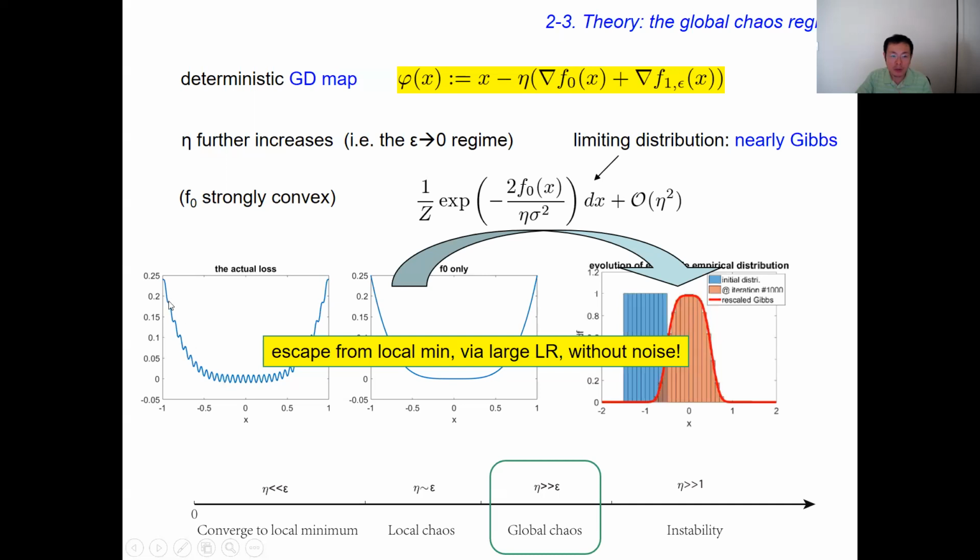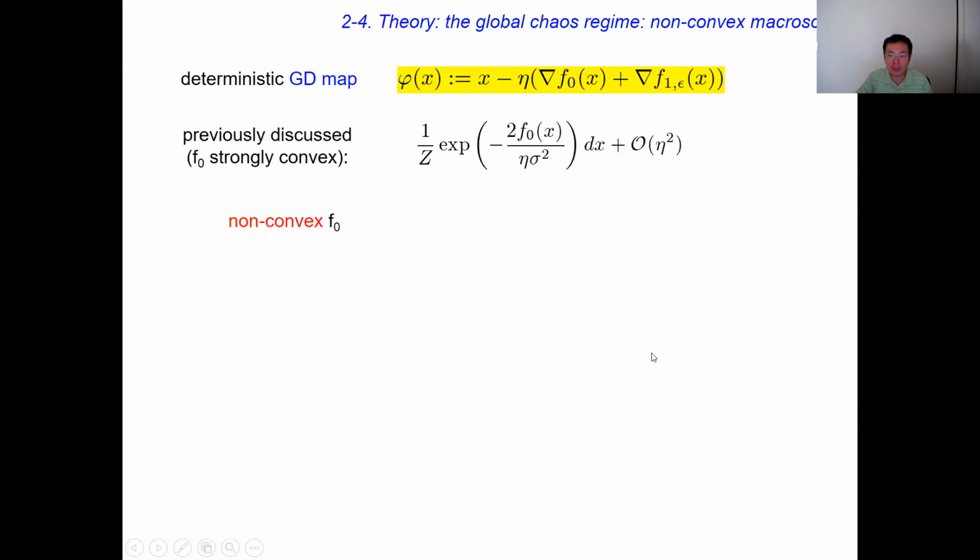It's like driving a car very fast on this landscape: you don't feel those small pebbles, those small bumps anymore. You just feel the large-scale potential. In machine learning, people really care about escaping from local minima. They traditionally think this is due to stochasticity in the gradient. That certainly works, but in this case we showed that a large learning rate can do the job as well. So it's a completely alternative mechanism. You don't need any noise.